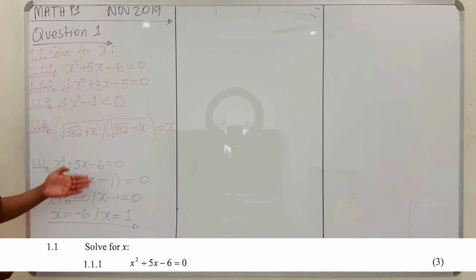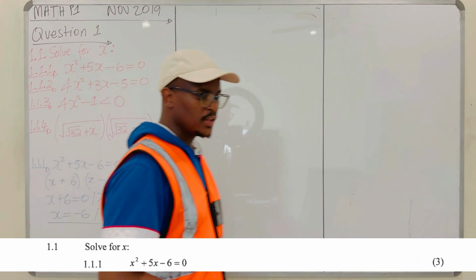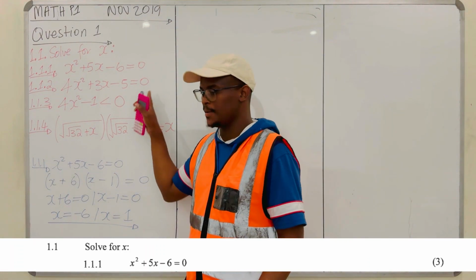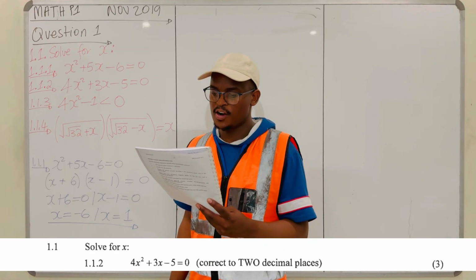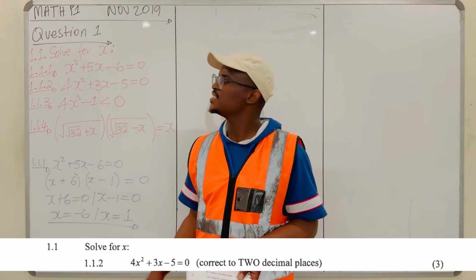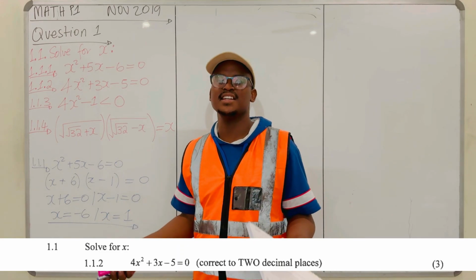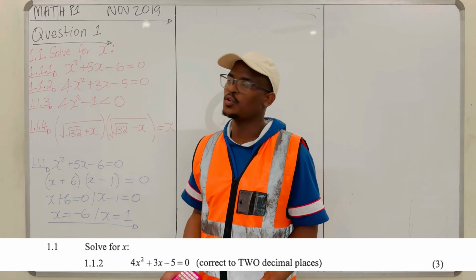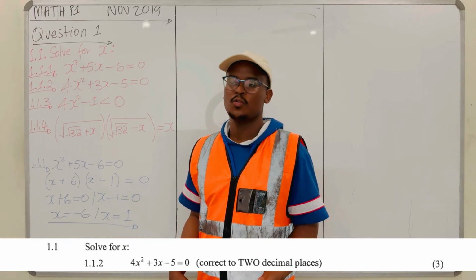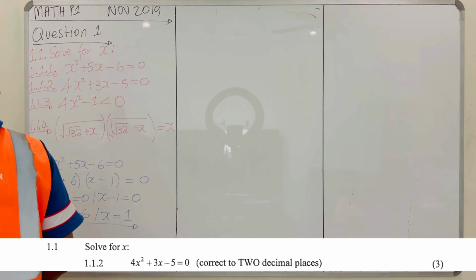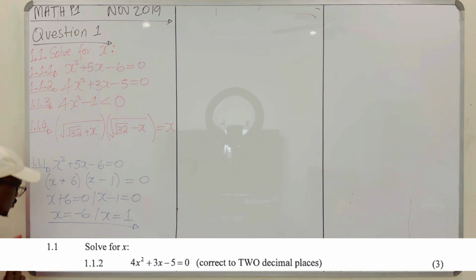If you don't know how to factorize, your quadratic formula comes in, right? On the next one, 1.1.2, they wanted you to solve this equation here, and they also gave you an order there and said correct to 2 decimal places. That's some sort of a hint that this might not have very easy factors, so the solutions might be irrational. So let's use the quadratic formula there, which you can also use on the first one if you're uncomfortable with it. We're going to use the quadratic formula to solve 1.1.2.